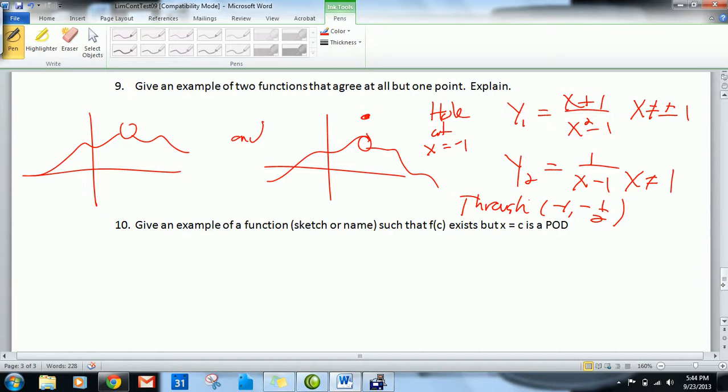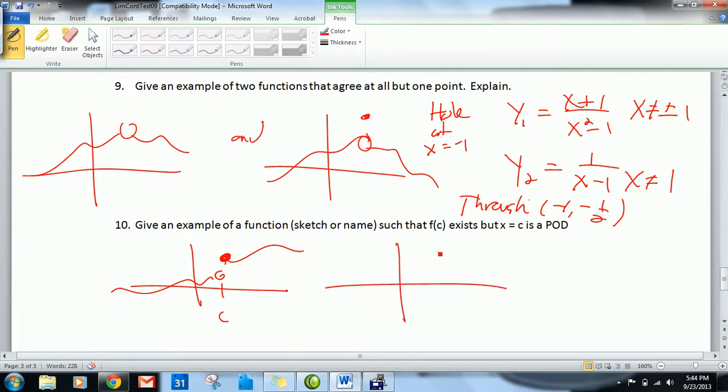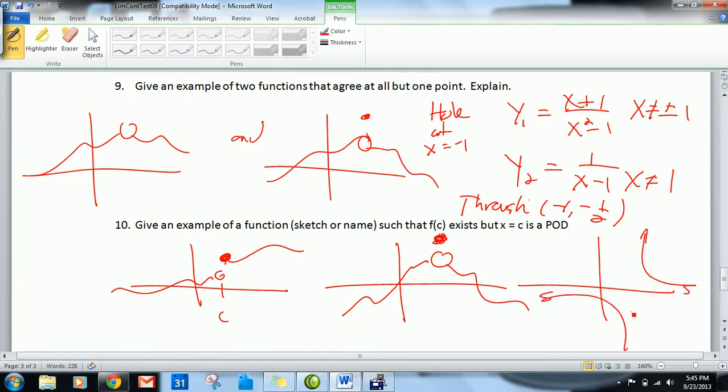All right, moving on. Example of a function where f of c exists, but we have a point of discontinuity. That could look a number of different ways. So there's c. We could have a limit that doesn't exist. Or we can even have something like a removable discontinuity, as long as we have a value at that point. Or I guess we could even have a vertical asymptote and then assign the function a particular value at that x value. So that's what that could look like. Okay, I think that's it.